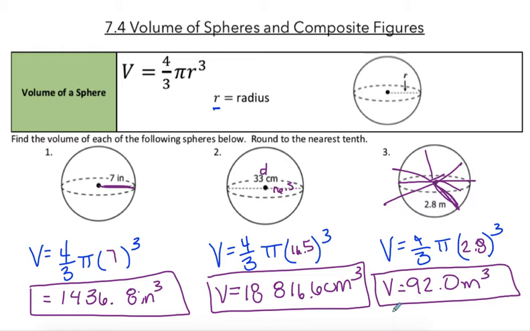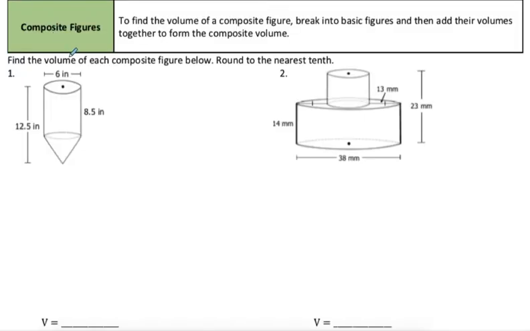So I think I saved the, not necessarily easier, but the least tedious formula for the end, because what we're going to do next is take what we've just practiced with pyramids, prisms, cones, and cylinders, and now introducing the sphere, and put them together to form what we call composite figures. A composite figure, it says, define the volume of a composite figure: break into basic figures, and then add their volumes together to form the composite volume.